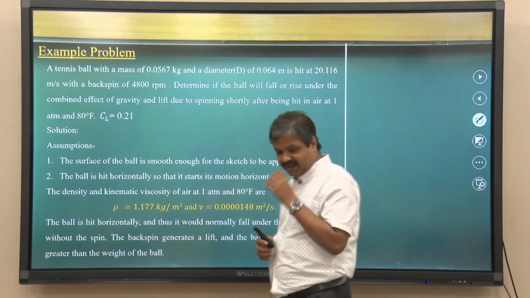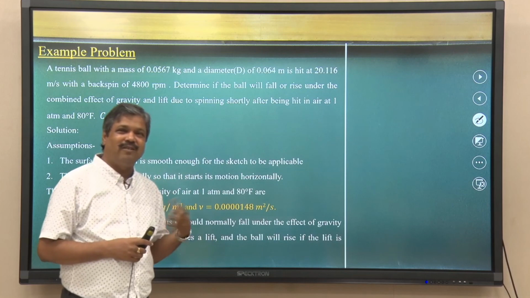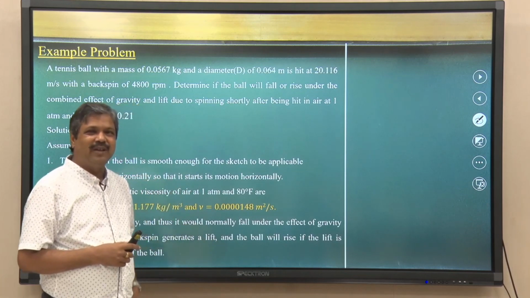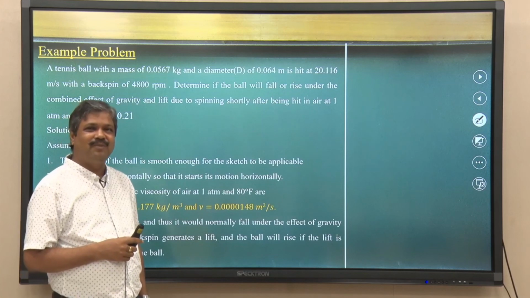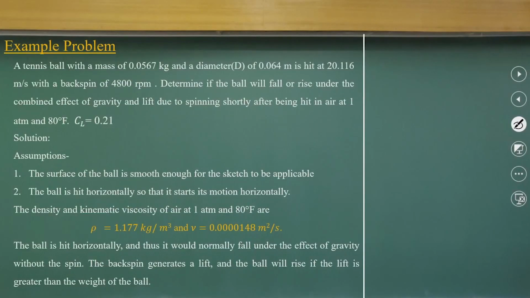The second example is quite interesting. It looks like a tennis ball. As I said, if you talk about a cricket ball or tennis ball, all these aerodynamic things we try to understand with drag force and lift force. This is a very simple example: a tennis ball with a mass of 0.0567 kg, a diameter of 0.064 m, and a speed of about 20.1446. It is spinning at 4800 RPM, rotations per minute.